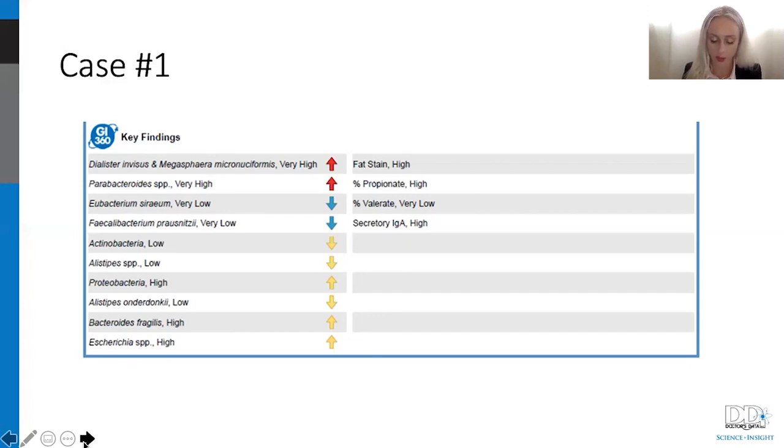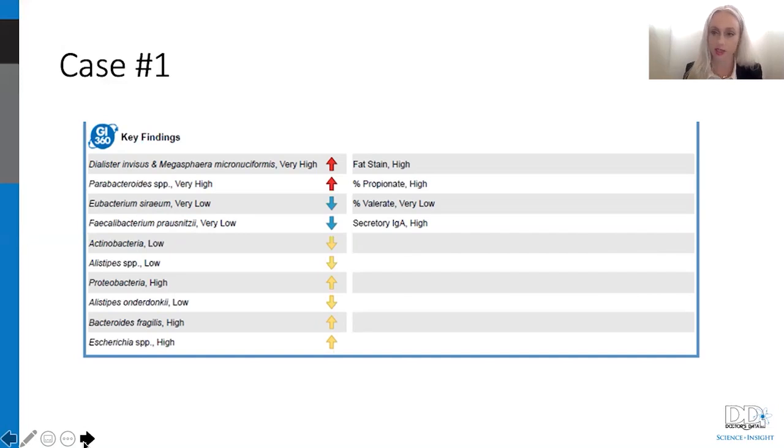And when someone is low in Faecalibacterium prausnitzii and high in Escherichia, that specifically is associated with untreated IBD. So this patient, although does not have the diagnosis of IBD, we see that the bacterial makeup is trending that way. There's a dysbiosis index score of 5, so this is potentially predictive information.